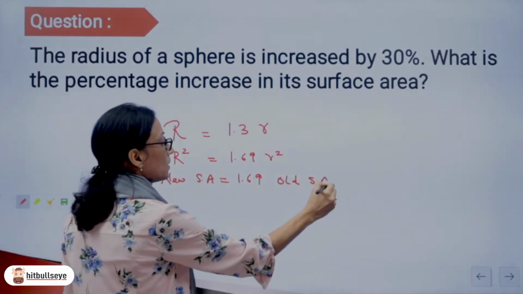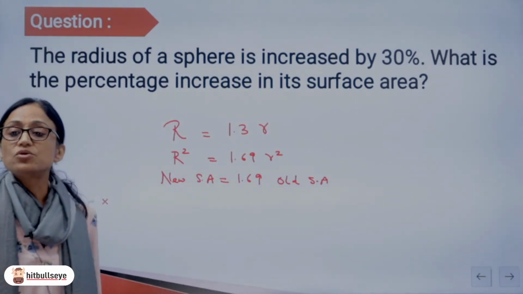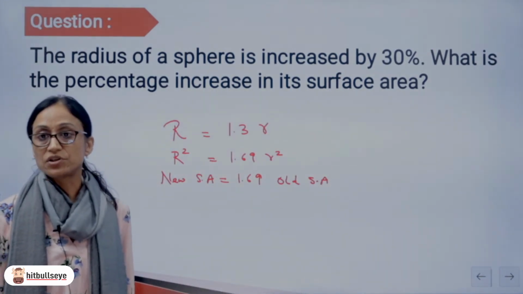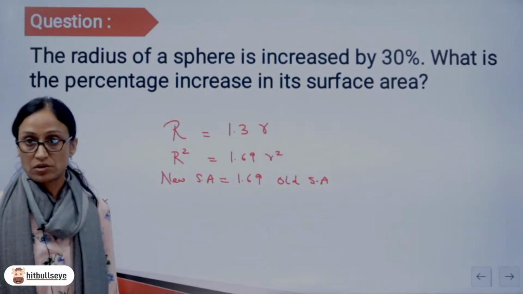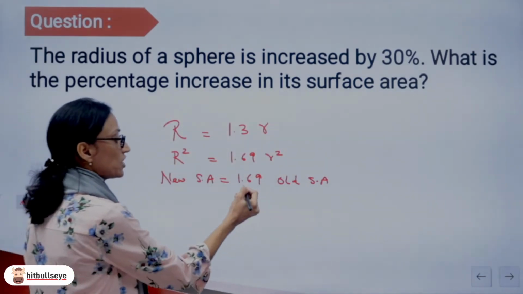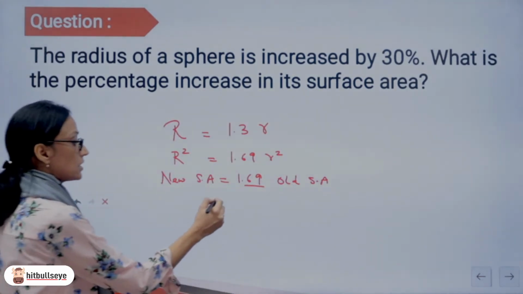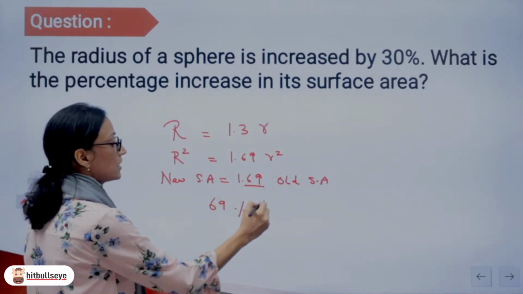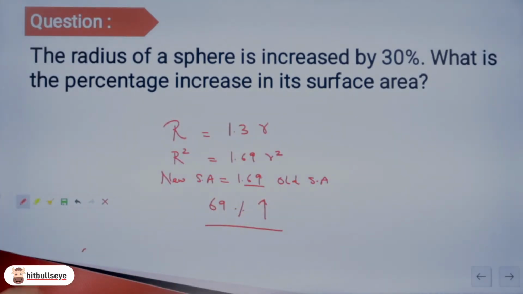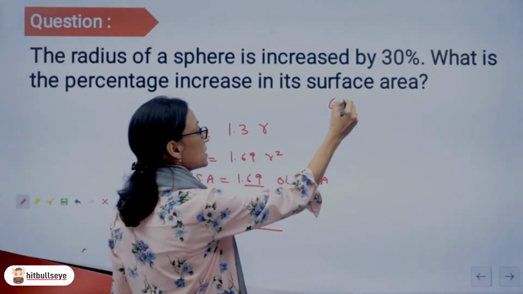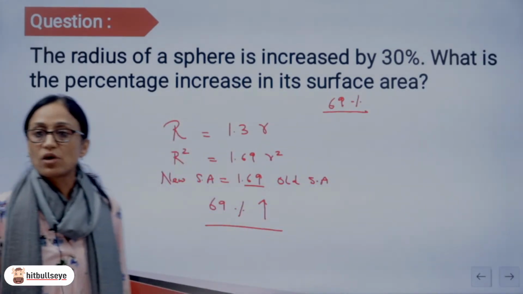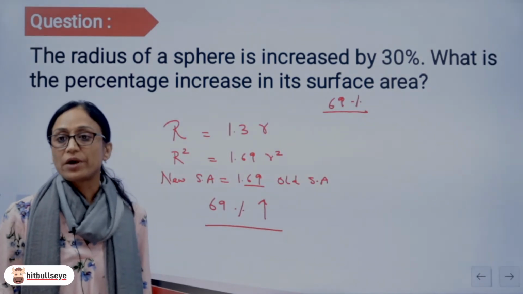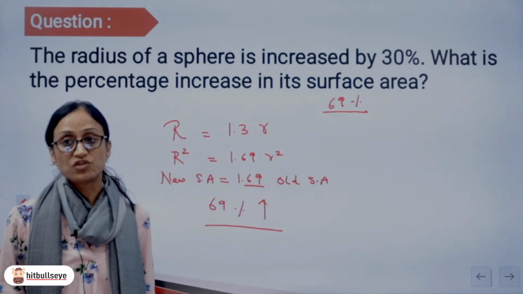Why? Because the other constants do not actually affect the percentage change. Only the variables are going to affect the percentage change, which means the percentage change reflected is a 69% increase. So the question was, what is the percentage increase in its surface area? The answer is 69%. This is what I was talking about, percentage playing a very important role in solving questions of geometry.